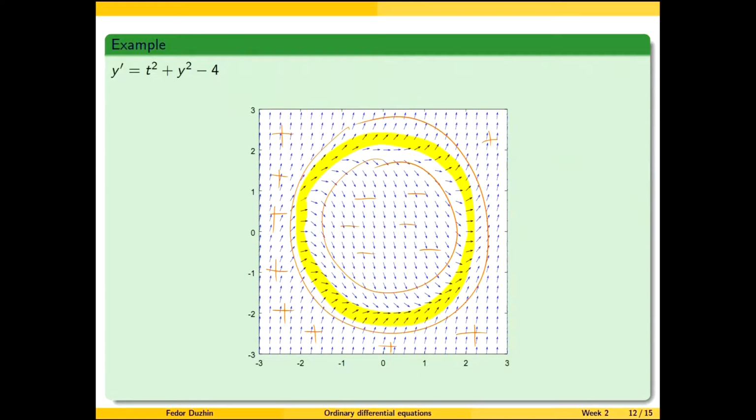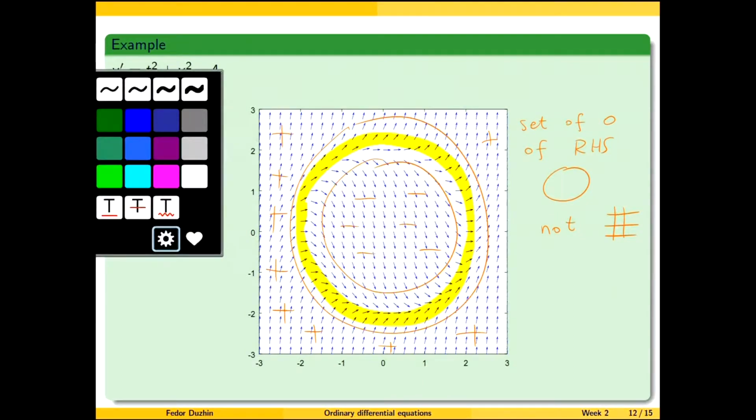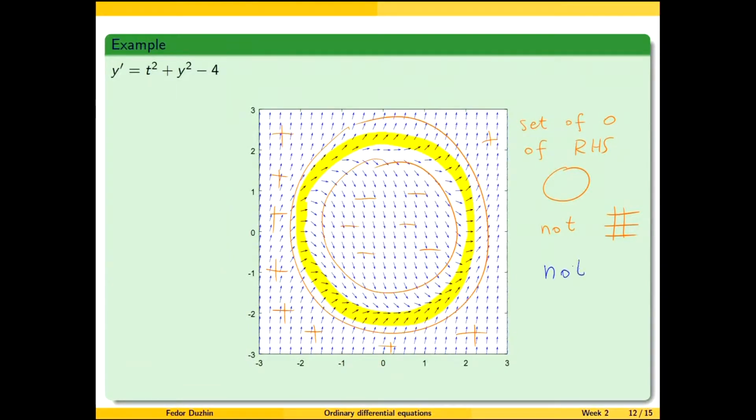By looking at the differential equation itself, you can see that yes, it is exactly a circle of radius 2 centered at the origin, but if you do not know the differential equation, you can only guess that it's circular-ish. But what you definitely see is that the set of zeros of the right hand side has this shape and not a collection of horizontal lines and vertical lines, right? And since it is not a collection of vertical lines and horizontal lines, it means that this differential equation is definitely not separable.